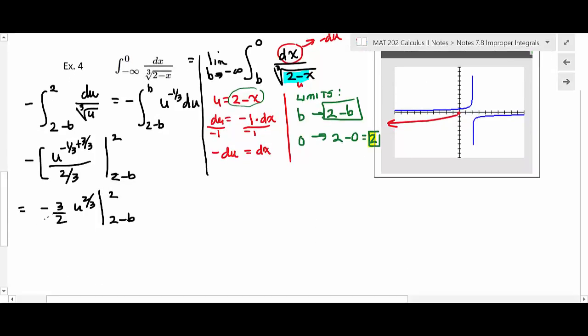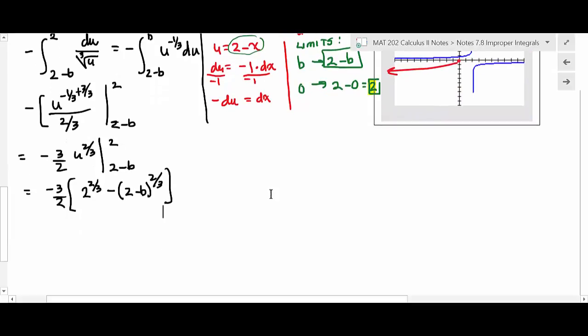Okay, so now let's go ahead and do this. We have -3/2. Go ahead and evaluate. That's going to be 2 to the 2/3 minus, and then this is going to be 2 minus b to the 2/3. Now you can leave it alone like that, or you can clean it up a little bit if you want to. It turns out that it doesn't really matter on this one. So I'm going to go ahead and just write this back like this. Let's write this as the third root of 2 to the second, and then let's write this as the third root of 2 minus b to the second.